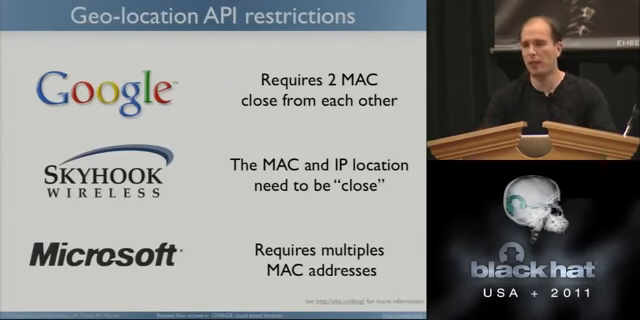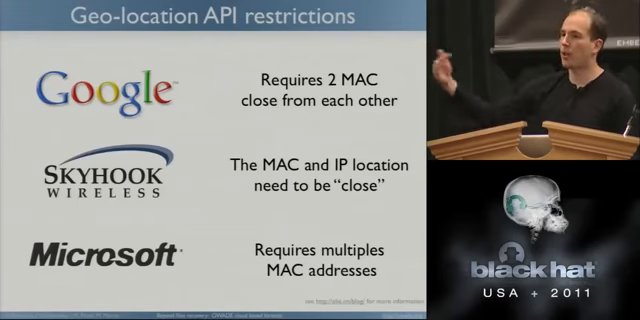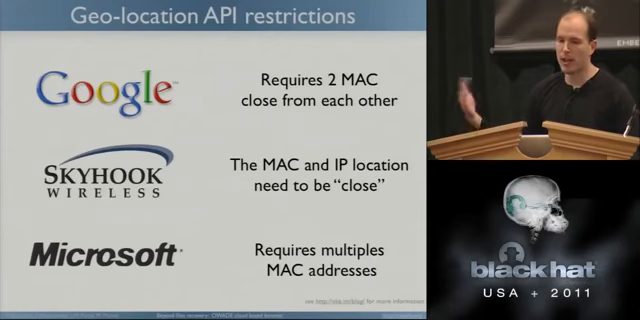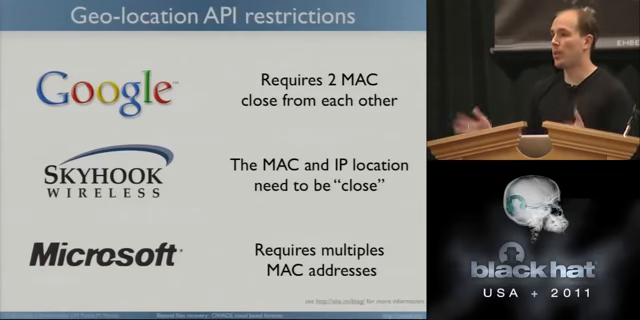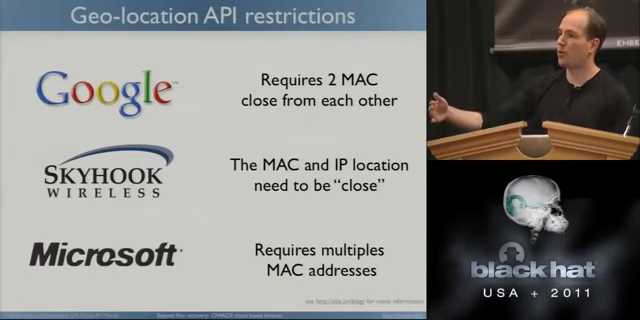So now we stand here. Google requires you to have at least 2 MAC addresses which are close to each other, and Skyhook requires that the MAC address you are querying is actually close to your IP, as far as I can tell. And Microsoft requires multiple MAC addresses. I haven't had time to test more deeply, but it seems that none of the APIs allow you anymore to geolocate where your access point was.